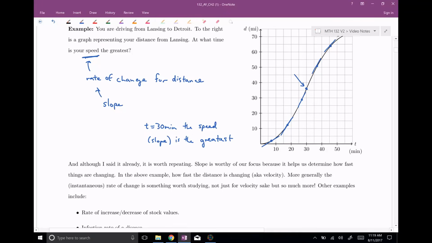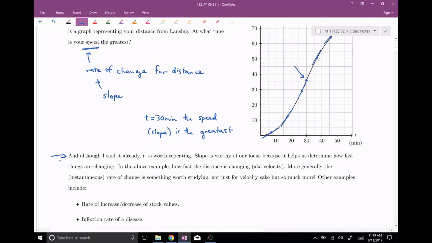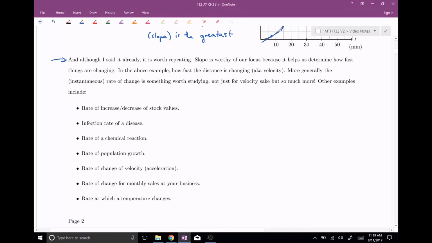And the claim is we're going to be very interested in how fast things are changing. In this case, how fast distance was changing. That gave us speed. You can also call this velocity. But more generally, this instantaneous rate of change is something worth studying, not just for velocity, but there's so much more. And we went over this in chapter 1, but it's worth repeating. If you wanted the rate of increase or decrease of stock values, are these increasing or decreasing? Because that's losing or gaining you money. Infection rates for diseases or chemical reactions, how fast are things reacting to each other?